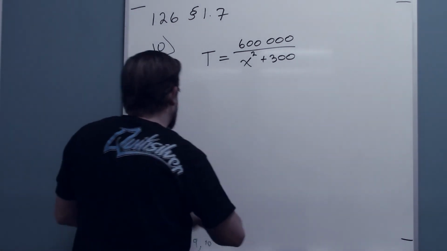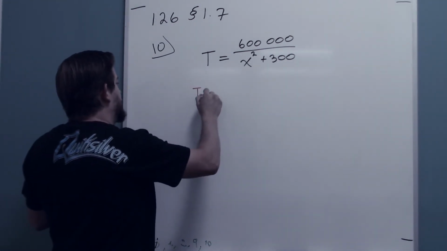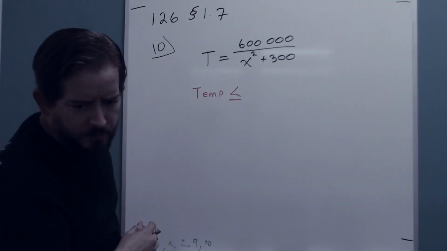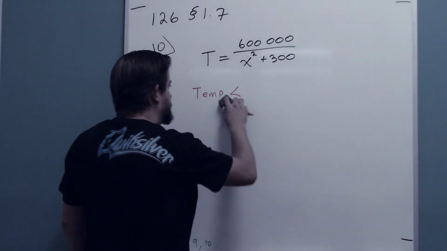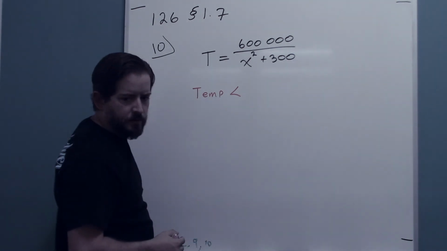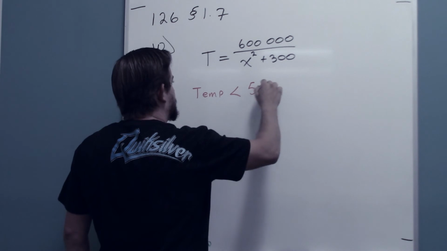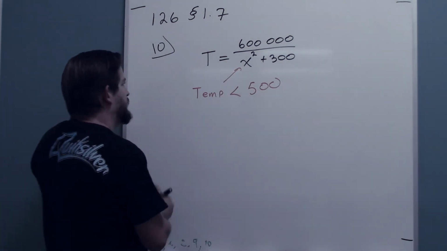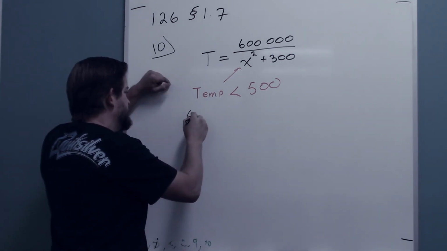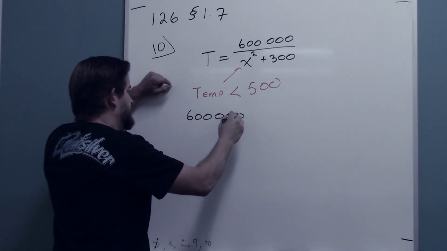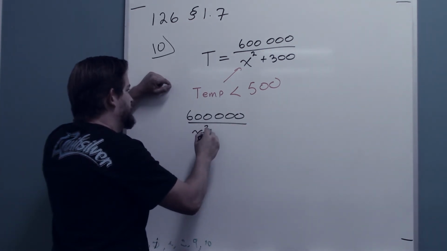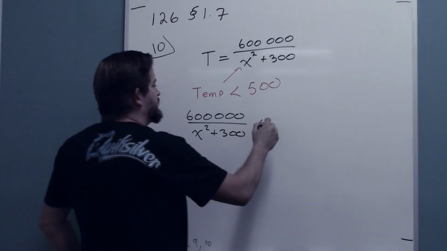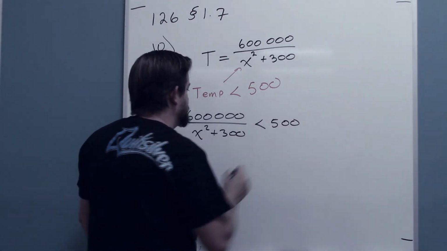So the question is asking this. We want to know where the temp is less than or equal to, less than, strictly less than, 500. But the temperature is that expression there, right? And so that turns into 600,000 divided by x squared plus 300. That temperature, we're looking for where that will be less than 500, right?